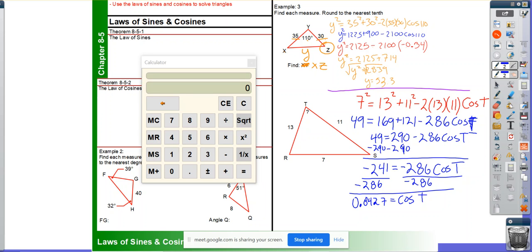All right. And then we would have to find the inverse of that, which is 32.57. Yeah, I got the same thing. 32.6. All right.